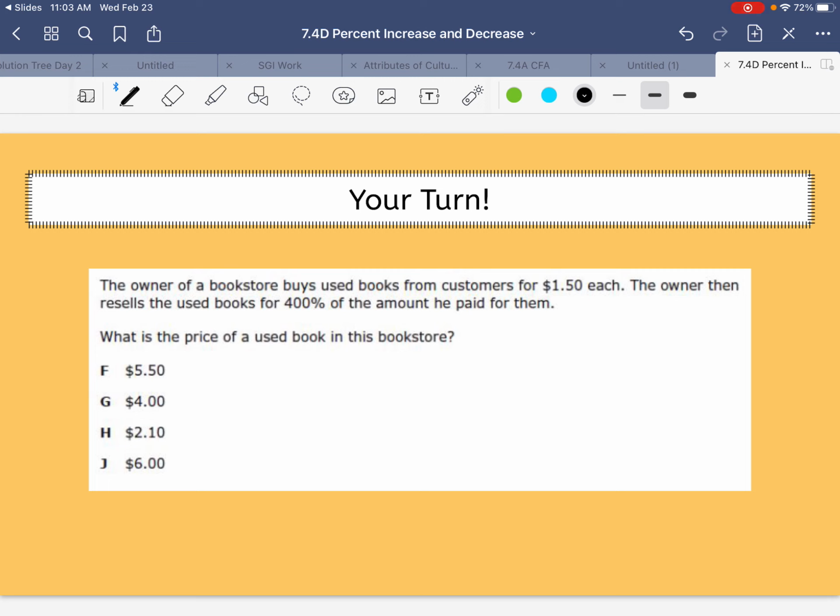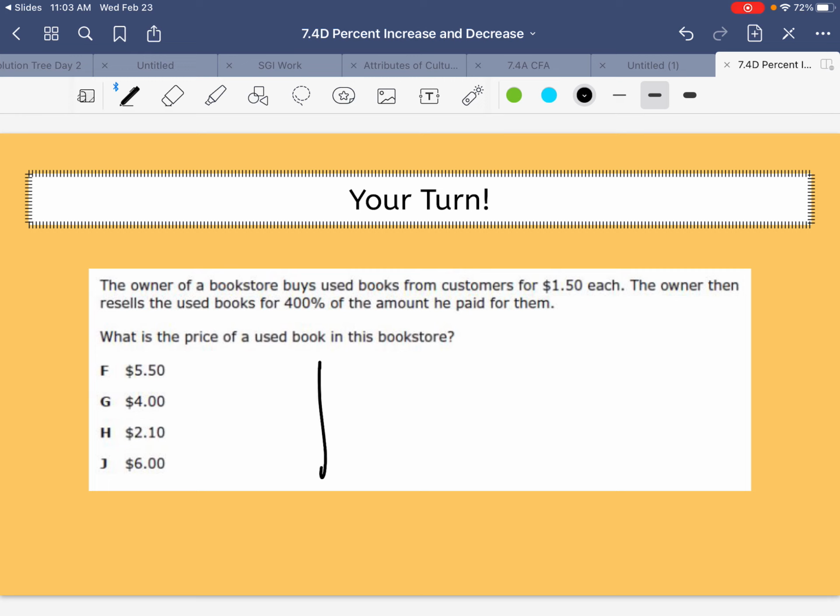All right, guys, welcome back. Let's look through it and see how you guys did. The owner of a bookstore buys used books from customers for $1.50 each. The owner then resells them for 400% of the amount he paid for them. What is the price of the used book in the bookstore?